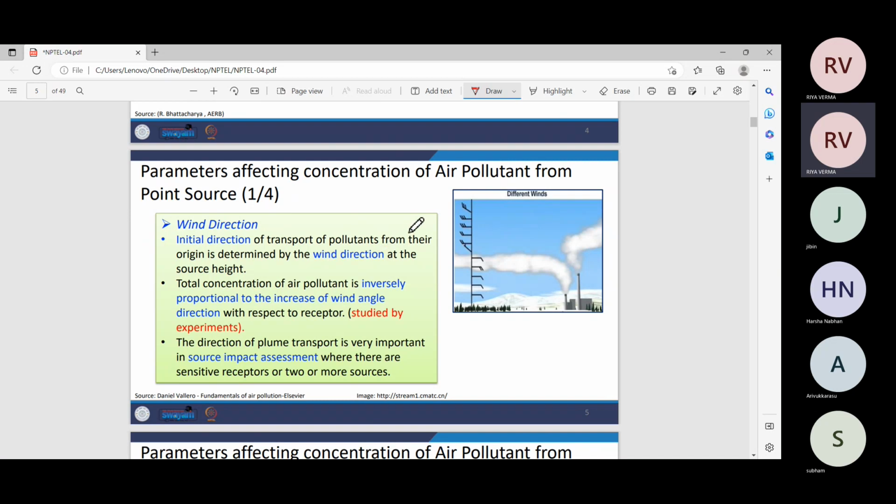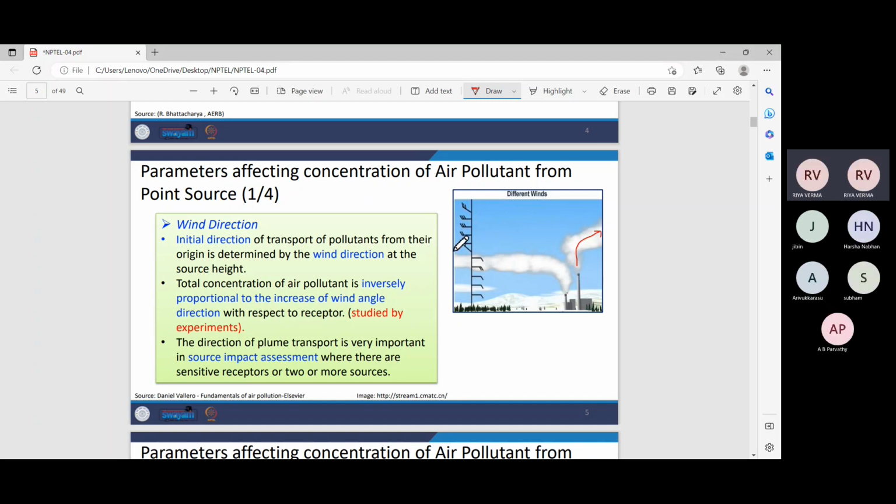and the direction of plume transport is very important in source impact assessment. For example, here the plume goes towards the right, so the maximum impact will occur at some point towards the right of this stack. For this other stack, the wind direction is towards the left, so the majority of the impact will be at some point towards the left of this stack. So the direction of wind affects source impact assessment very much.